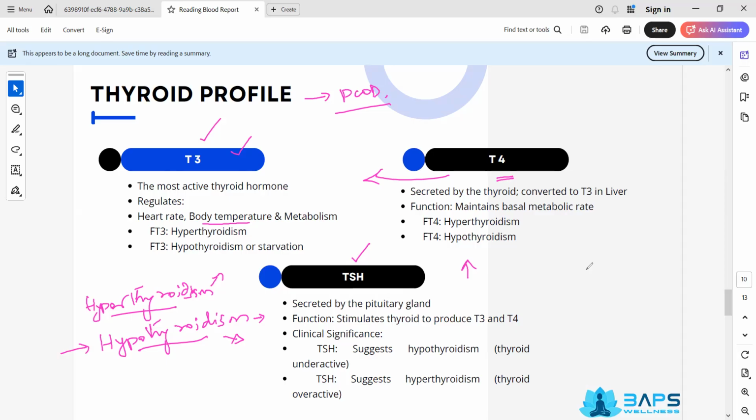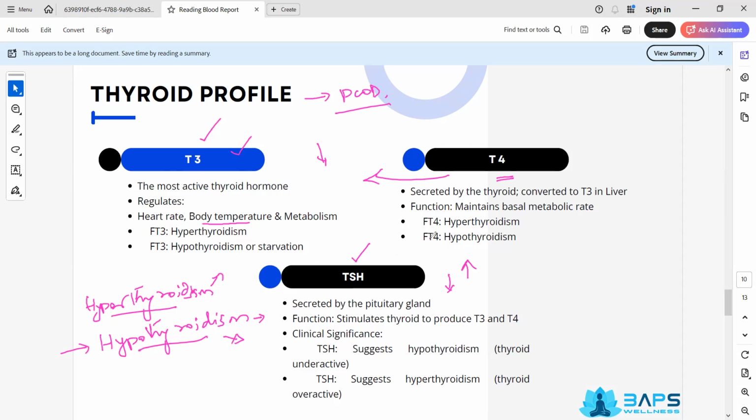If TSH is more, and there are certain conditions where T3 is normal and T4 is less, or T3 is less and T4 is normal, then certain categorization like primary hypothyroidism or subclinical hypothyroidism will come. So we need to check the levels: say TSH is normal, but T3, T4 is less, or T4 is okay, T3 is less.